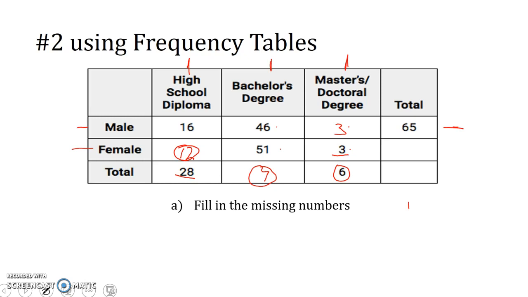And then I can find out what these totals are here, because I can take 12 plus 51 plus 3. That's going to give me a total of 66 females that were in the survey. And if I take 66 plus 65, that's a total of 131 people that were surveyed. 66 were female, 65 were male. And of those 131 people, 28 had a high school diploma, 97 had a bachelor's degree, and 6 had a master's degree.